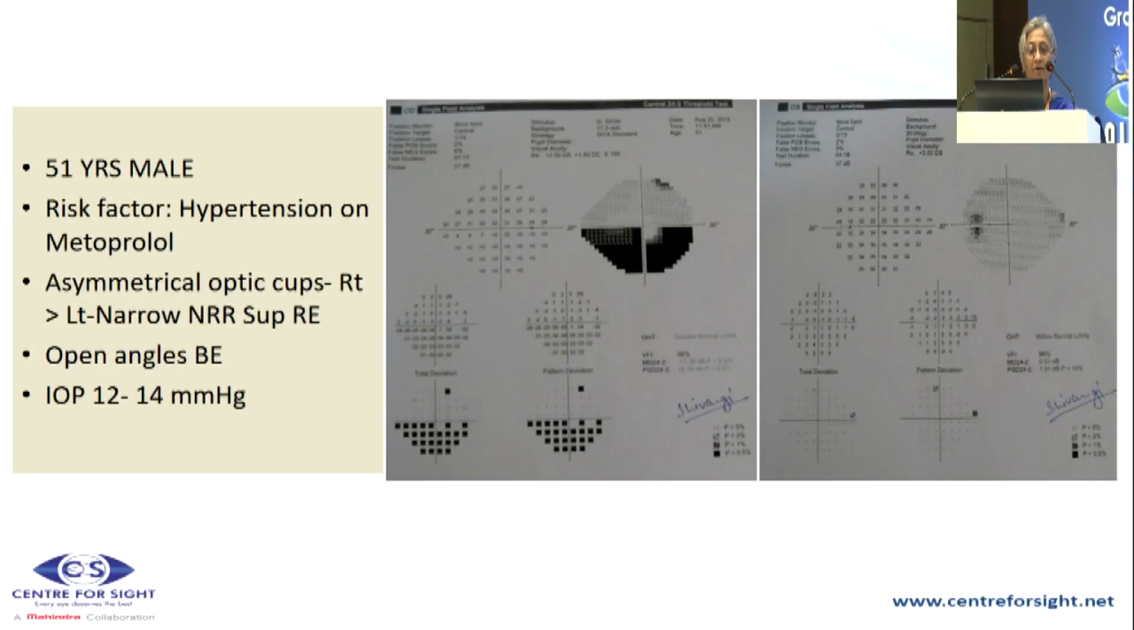51-year-old male, he was on metoprolol. If a patient is on metoprolol, remember his intraocular pressures may be absolutely normal. He had open angles, his IOPs were normal. He had a huge, almost like a hemifield defect.